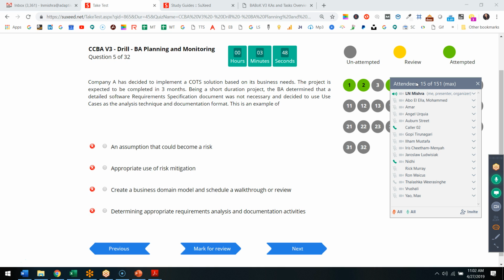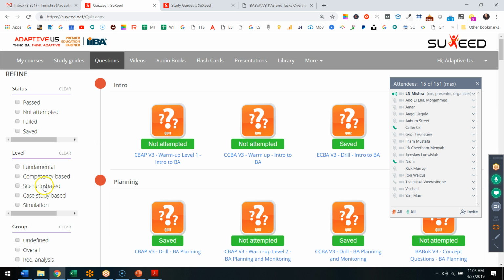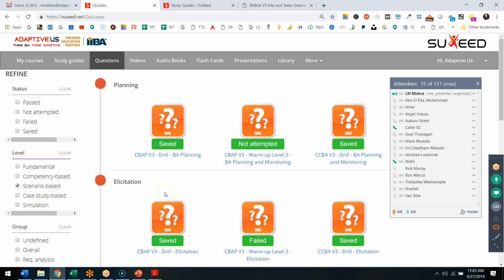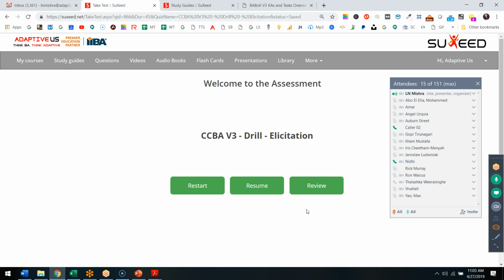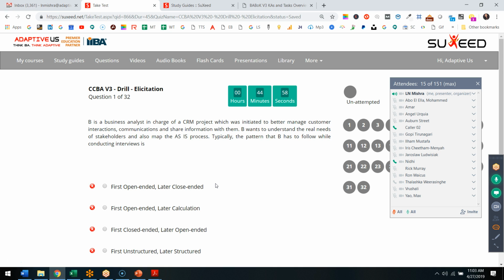So let's take a few questions from requirements elicitation as well. Then we'll take a break and we will come back and continue. So let's go to the elicitation knowledge area and try to find some questions from there. So this question goes to caller 02. Is that Gopi? No, I don't think. Gopi spoke just now. Okay. If I don't get the name, I'll go to Auburn. Auburn, this question is for you.